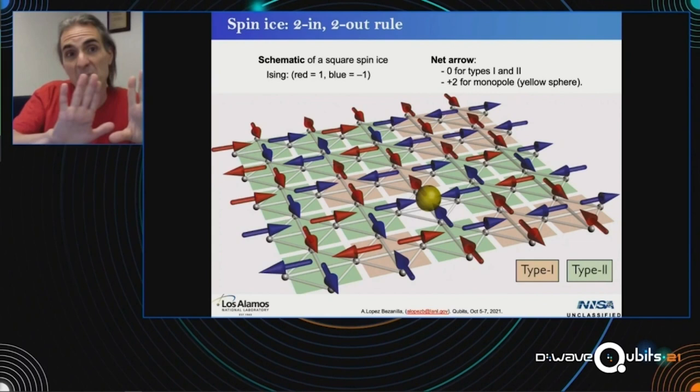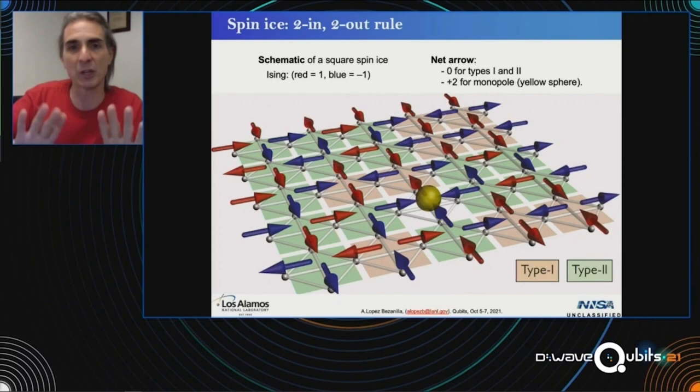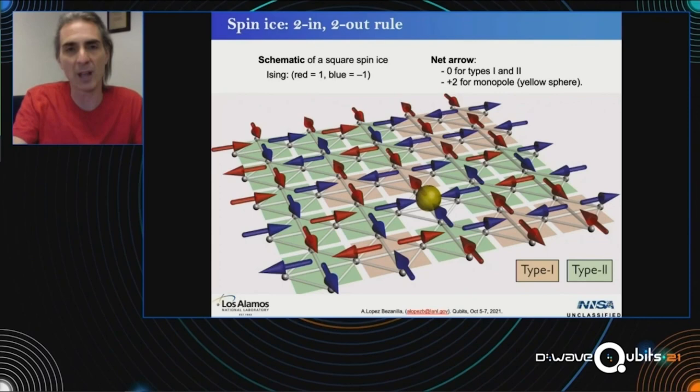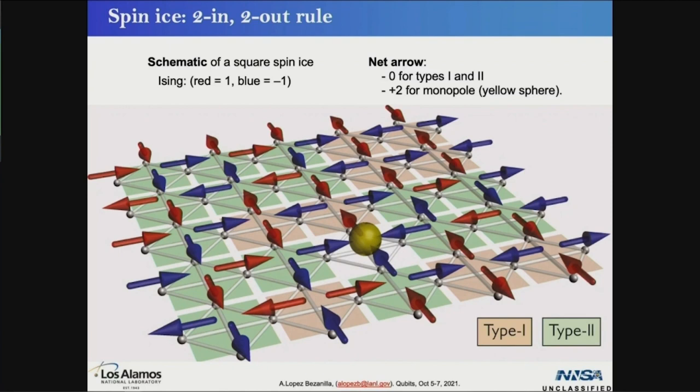So if we repeat this pattern on a big square, we can create this qubit lattice. So every vertex can be type one or type two, or we can have in the whole lattice a mixing of all of them. We can have also a monopole as shown in display for this yellow lattice sphere.